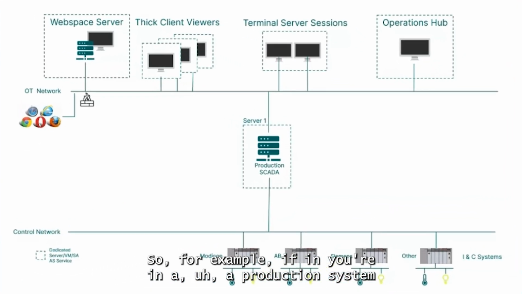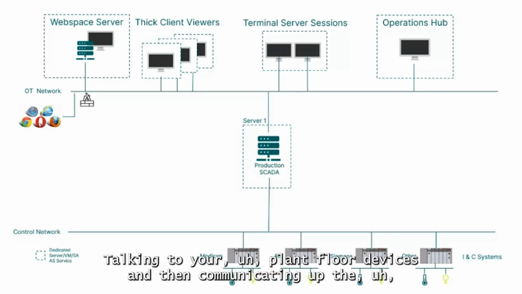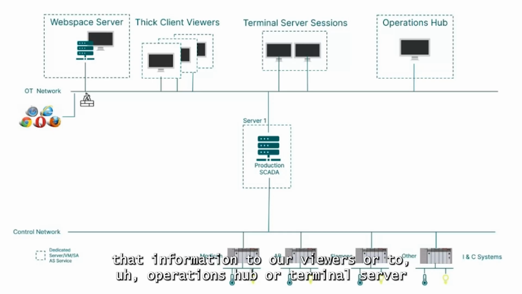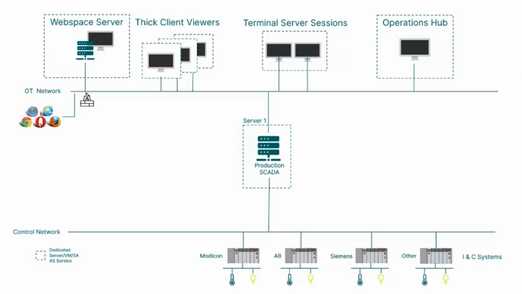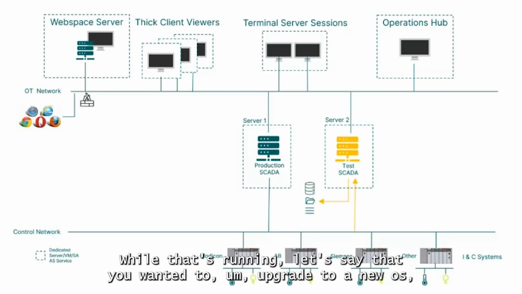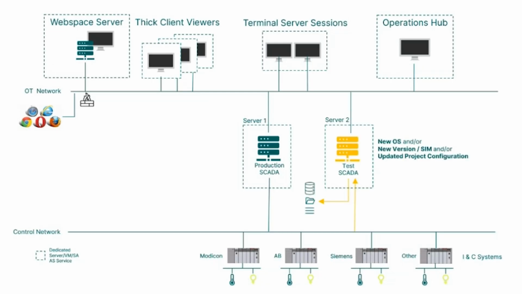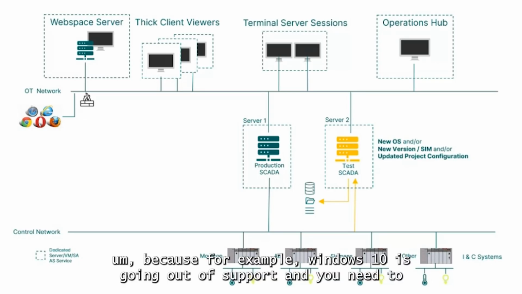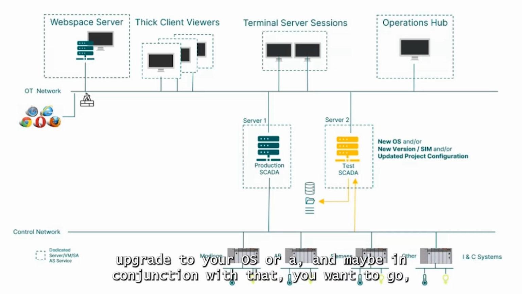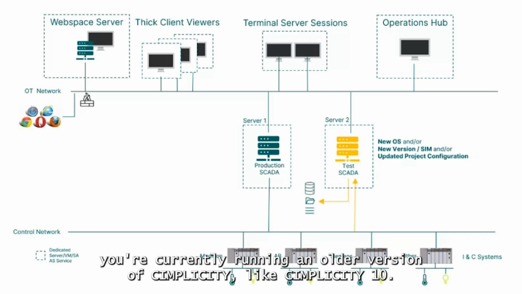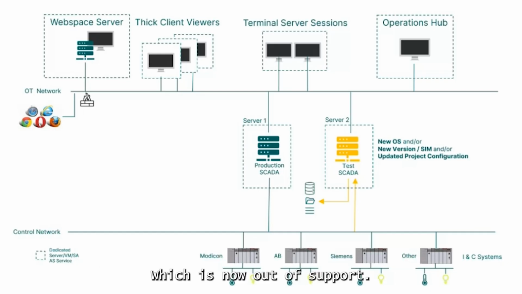So, for example, if you're in a production system and you have a production SCADA talking to your plant floor devices, and then communicating up that information to our viewers or to Operations Hub or terminal server sessions and web safes, etc. While that's running, let's say that you wanted to upgrade to a new OS because, for example, Windows 10 is going out of support, and maybe in conjunction with that, you're currently running an older version of Cimplicity, like Cimplicity 10, which is now out of support. Now you want to move up to Cimplicity 2024.